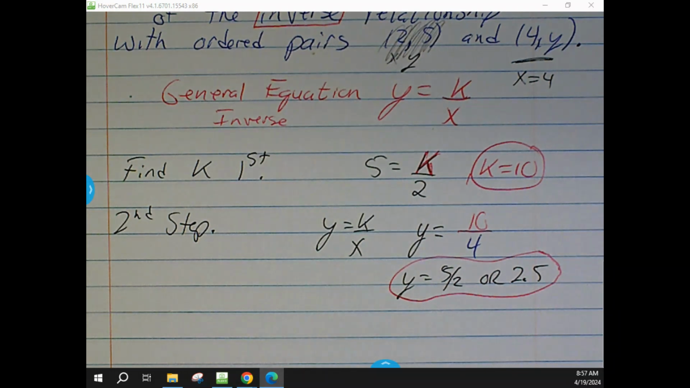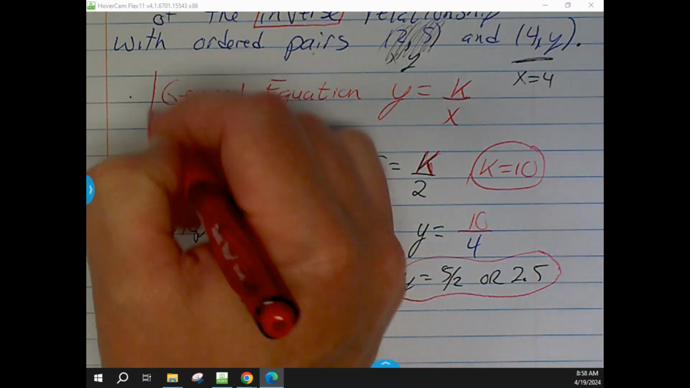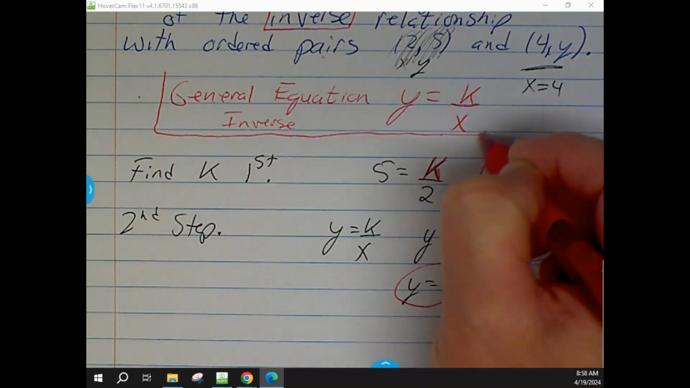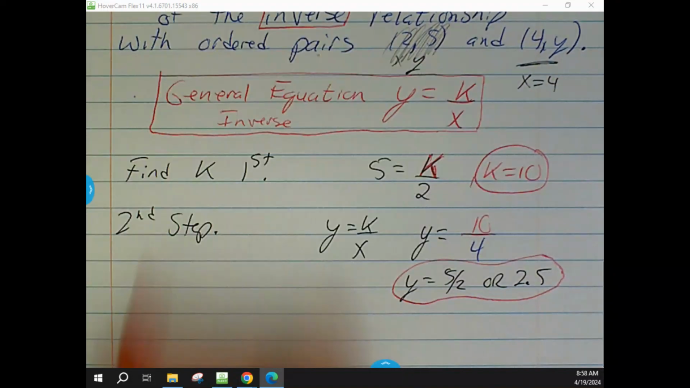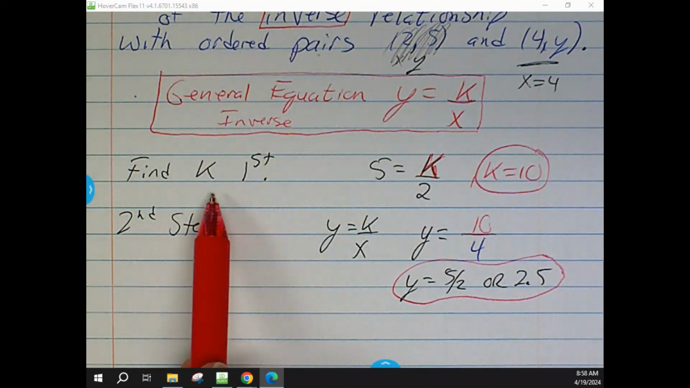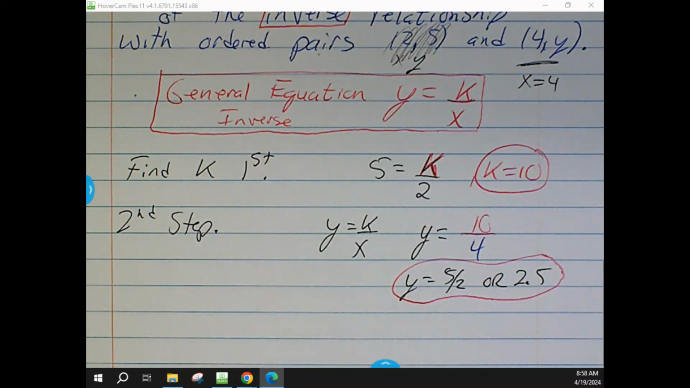Okay, and pretty much all the problems will be that same setup as you go through these. You've got to figure out whether it's inverse or direct, so you know which equation you're going to use. And then once you know the equation, you just take the values that you're given, plug them back in to figure out what your k value is, and then once you've got your k value, you know what the relationship is going to be. So then if you've got one value, you can plug in anything and find out what the other value is going to be.